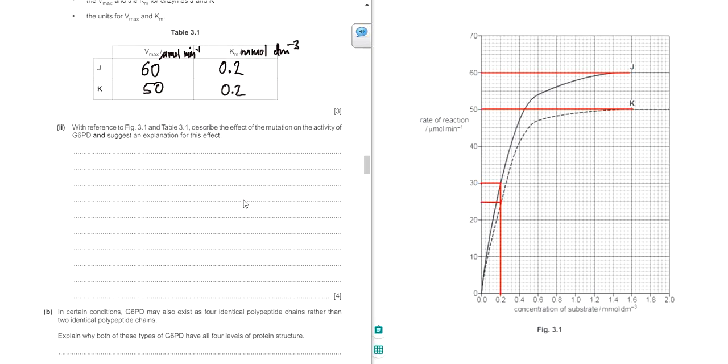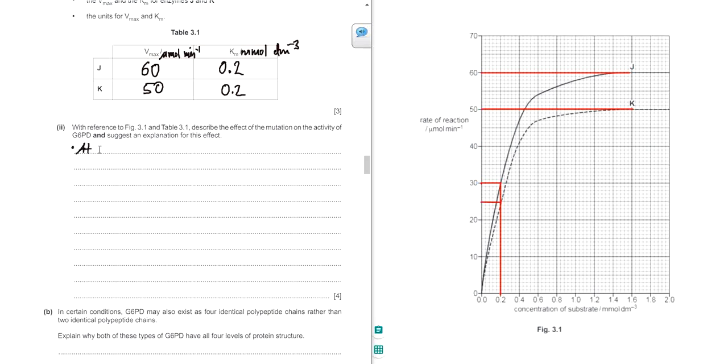Okay, with reference to figure 3.1 and table 3.1, describe the effect of the mutation on the activity of the enzyme and suggest an explanation for this effect. Okay, what can we see? We can see that with reference to figure 3.1, at any substrate concentration, no matter where we are on this graph, the rate of reaction of enzyme K is slower than that of enzyme J.